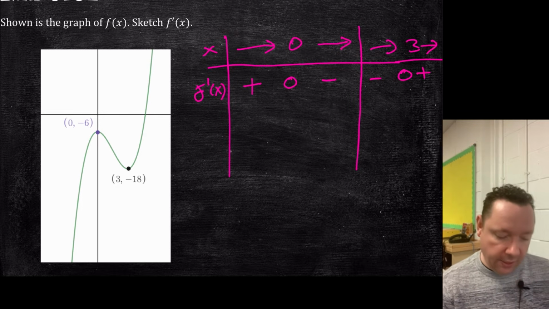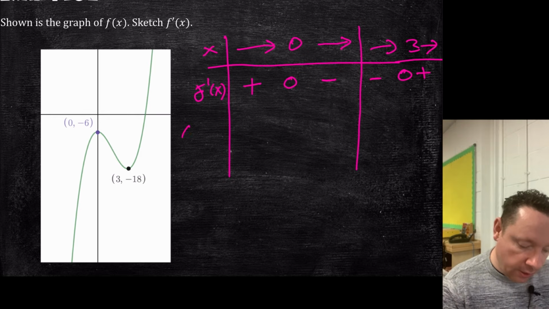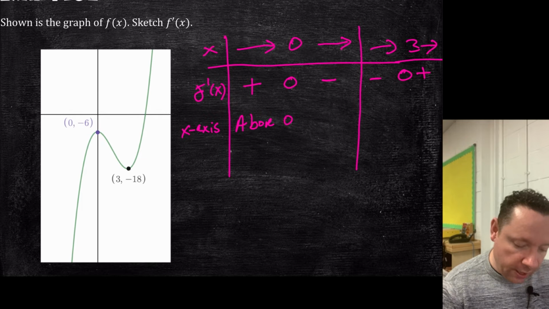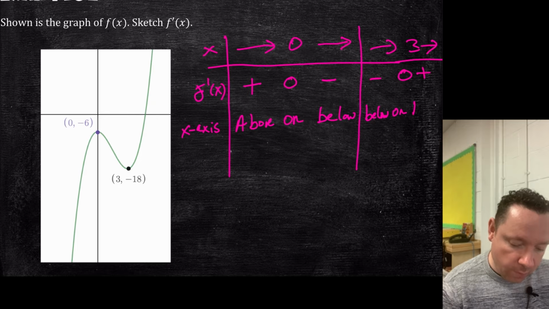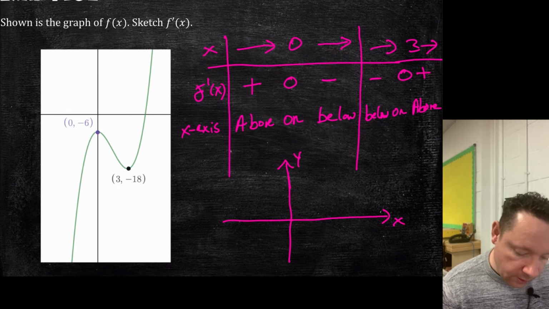So where is that on the x-axis going to be? On the x-axis, we're starting above, before 0, then we're dropping to be on it, and then we're going to be below it, staying below it. Once we get to 3, we go on it again, and then after 3, we go above it. So just bearing all that in mind, we can note our points 0 and 3.